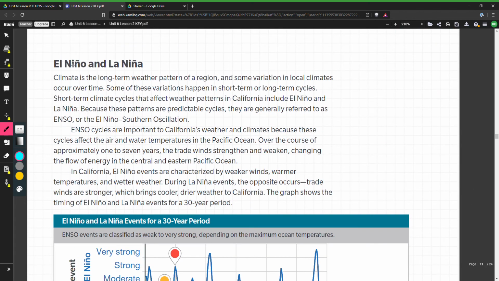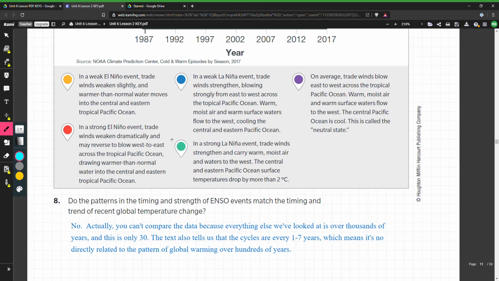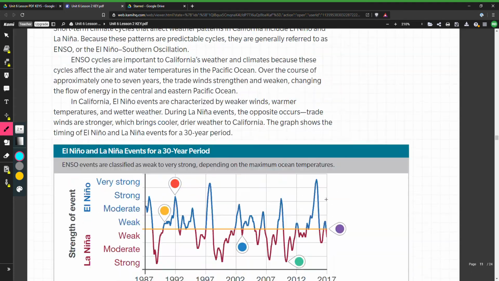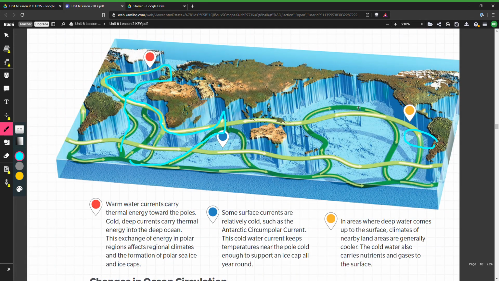And so we have one of the examples, the El Nino and the La Nina. I'm not going to go a ton into reading this because you did that, but essentially the El Nino and La Nina is the pattern of wind that's occurring in the Pacific Ocean, and that affects us greatly because we are so close to it.